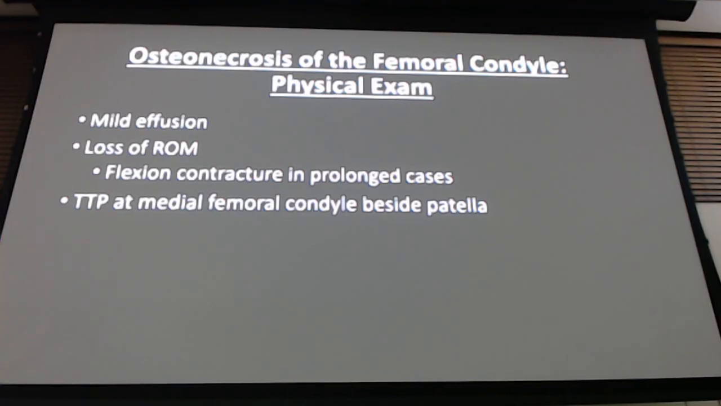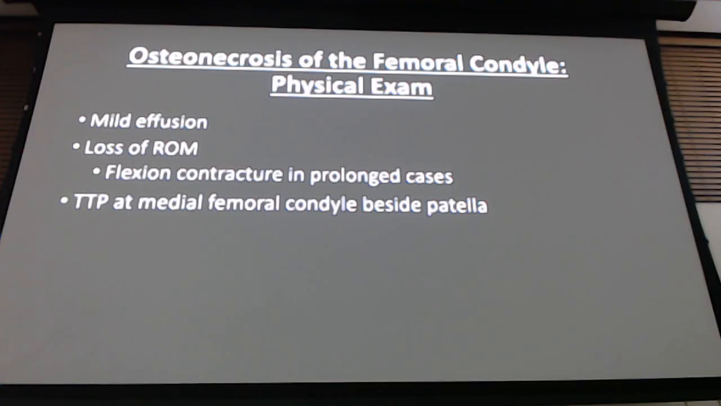All right, physical exam-wise, could they have intermittent swelling? Yes. But what's the difference between swelling and effusion? Effusion involves the joint, by definition, okay? Makes sense? So it's not that superficial swelling. It's like the joint swelling, okay? That can come and go.